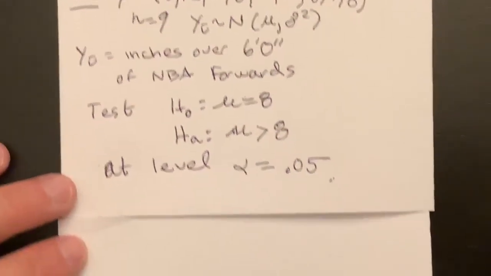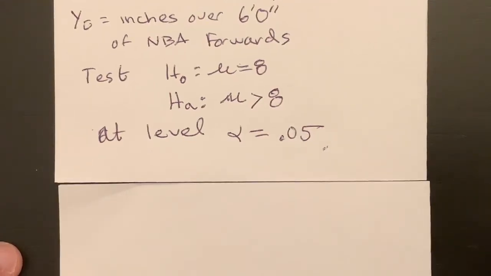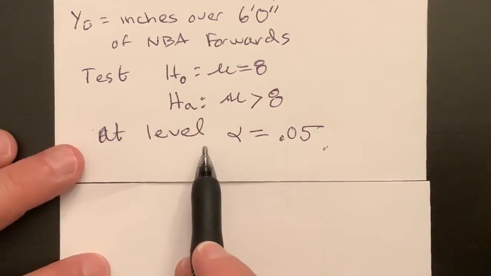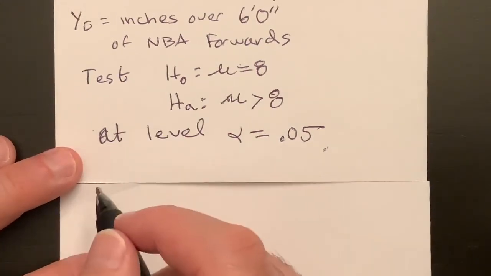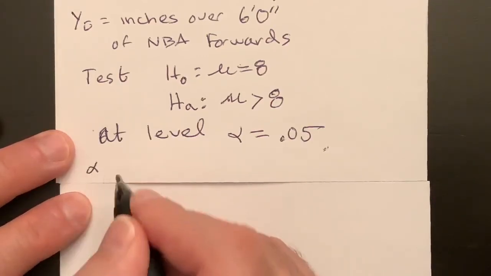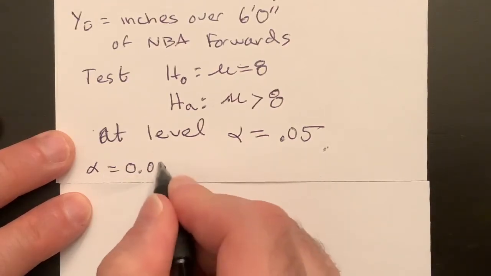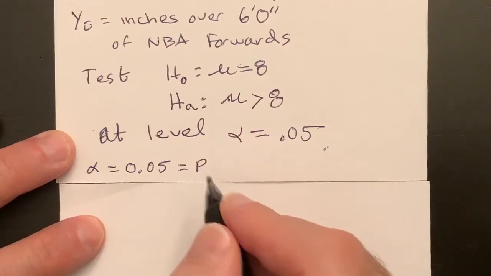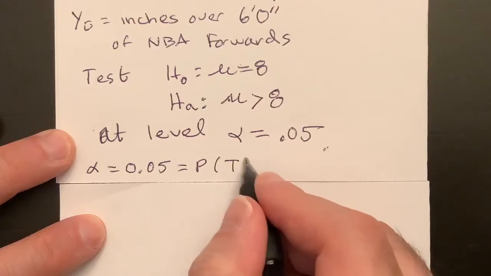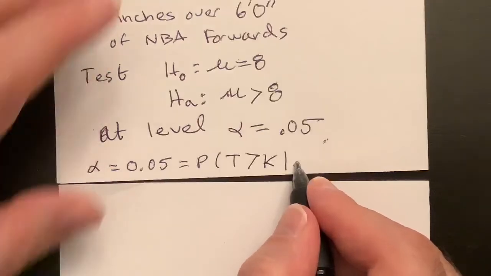So if we do that, let's see. To find k at that level, I need this to be 0.05. So the t, so I'm going to reject, right? So we want to reject. So when H0 is true, alpha, we want this equal to 0.05, and we want this to be the probability that we reject. Probability t is greater than k, given mu equals 8.